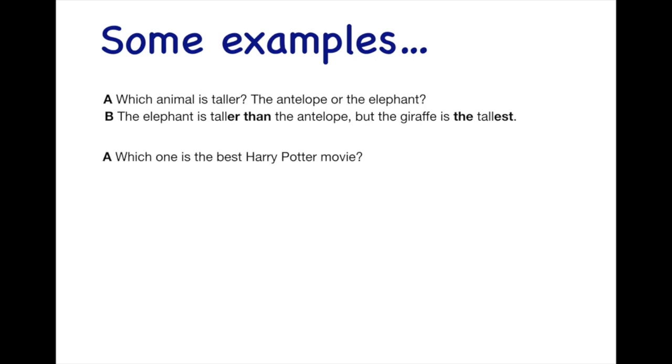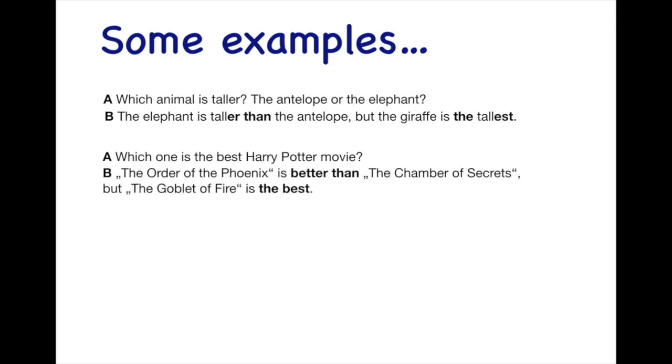Another example. Which one is the best Harry Potter movie? The Order of the Phoenix is better than the Chamber of Secrets, but the Goblet of Fire is the best. Also better, best, wissen wir, ist die Steigerungsform von good. Also in dem Fall, The Order of the Phoenix ist besser als die Kammer des Schreckens, aber der Feuerkelch ist am besten.